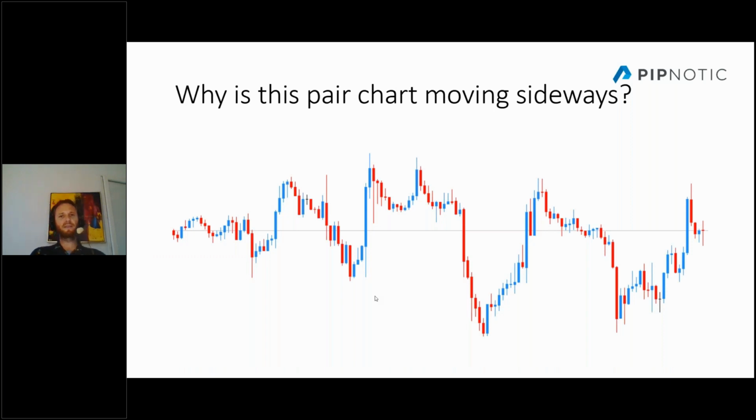Now, if we look at this one here, where's this one going? This could be the euro Swiss franc, because the price now is the same as the price over here, and so price is just oscillating around some kind of a mean, where we have kind of a channel, or a resistance here and support down here.